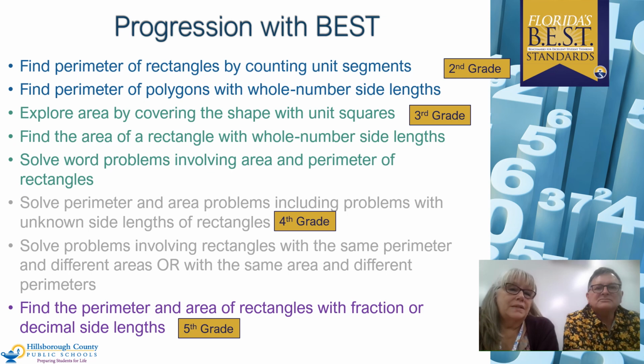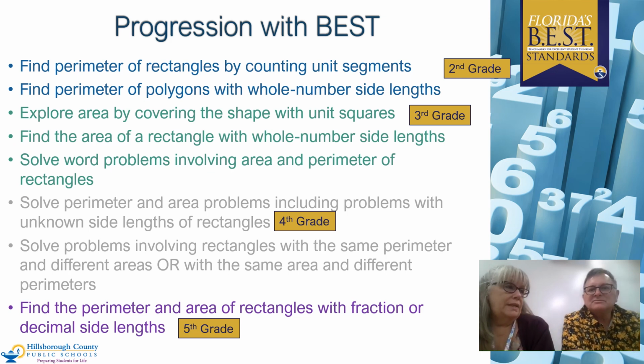We will come back to that task in just a moment. For right now, we're going to look at the standard progression. Looking at second grade, you can see that they are finding perimeter of rectangles now. They'll be using unit segments to count the perimeter. They're also going to find perimeter of polygons with whole number side lengths.